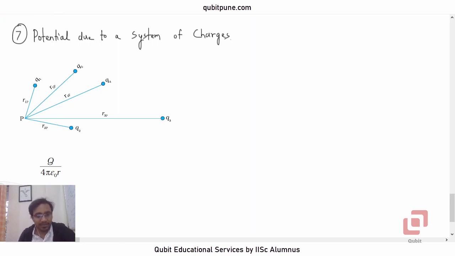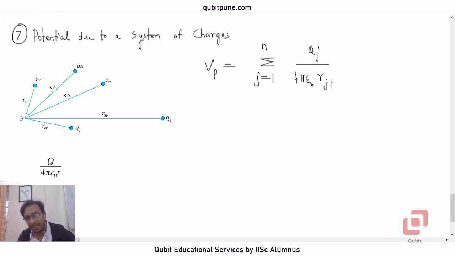So we apply the same formula here and say that the potential at P is given by summation j going from 1 to n. Here it is shown for just 5 charges, but you can have as many charges as you want. So Vp is summation as j goes from 1 to n of qj divided by 4 pi epsilon naught r_jp, but I hope you understand what that means. Let me write it as r_jp. That is potential due to a system of charges. Have you understood this?